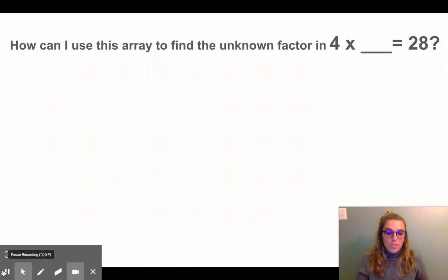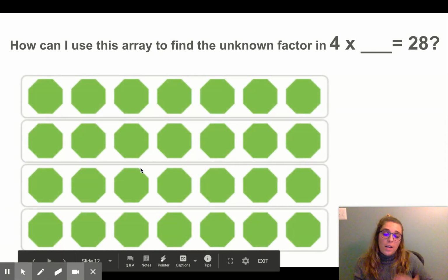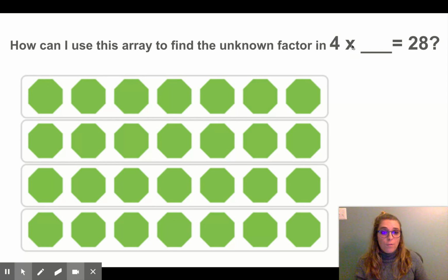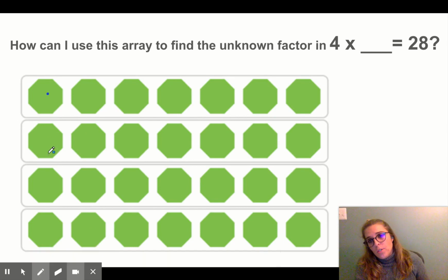For example, let's look at this question here. How can I use this array to find the unknown factor in 4 times, or 4 groups of how many equal a total of 28? So let's double check and look at our dimensions here. So I notice that there are 1, 2, 3, 4 rows. So I'm thinking, okay, this array is currently grouped into 4 groups.